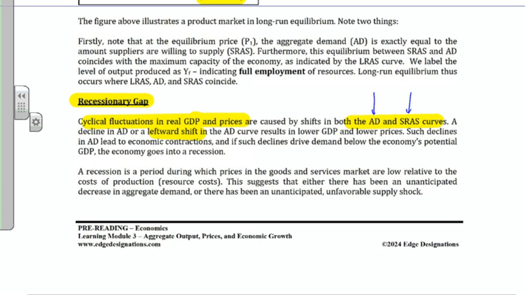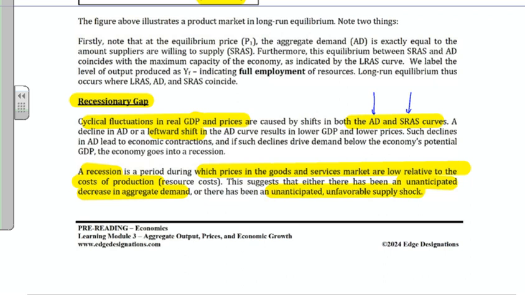If this decline drives demand below the potential GDP, then the economy will go into what we call a recession. We know the definition, of course, two periods of negative GDP, but a recession is a period during which prices of goods and services are low relative to the costs of production. What caused that? Either an unanticipated decrease in demand or an unfavorable supply shock.